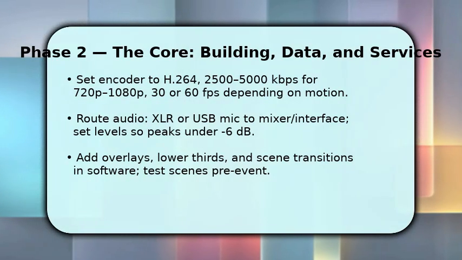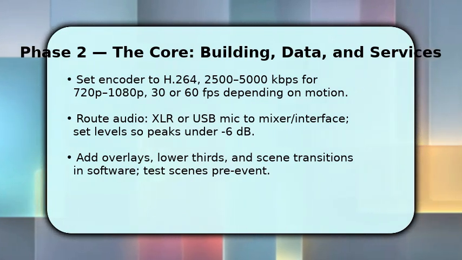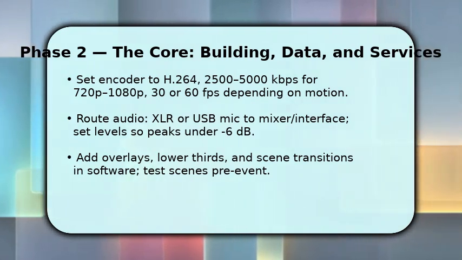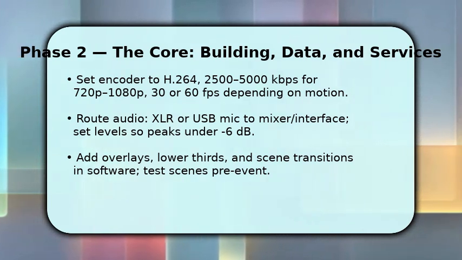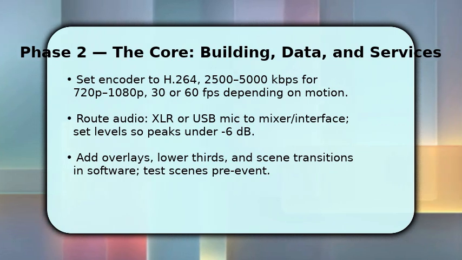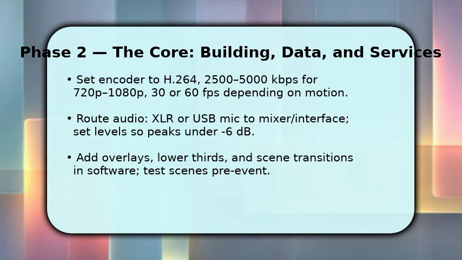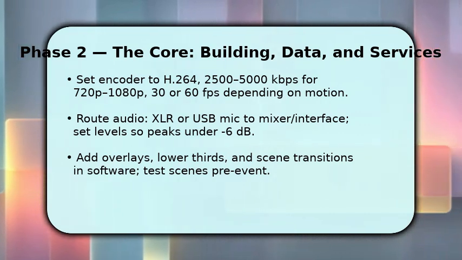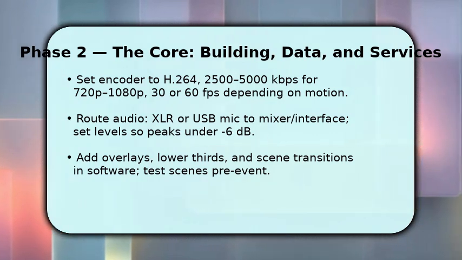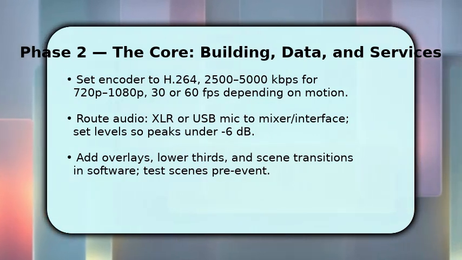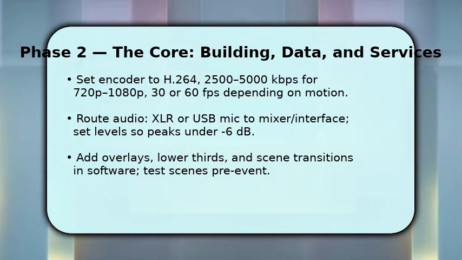You now configure the encoder and AV chain. Choose H.264, set bitrate to 2500-5000 kbps for clear 720p-1080p, and pick 30 or 60 fps based on action. The why is stability and viewer experience. Then route your mic through an interface, adjust gain so peaks sit below -6 dB, and synchronize camera audio with video. Next, build scenes and overlays, title, lower thirds, B-roll, and run a quick record to verify sync.